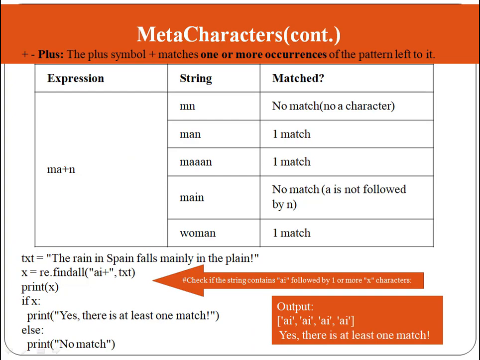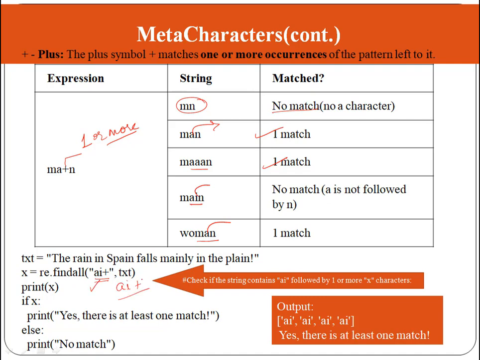Then the plus sign is similar to the asterisk sign, but plus means one or more occurrences, meaning at least one time it should come. Here you can see there is no occurrence of A, so no match has come. One occurrence at least has come, one match. Three times, that means one or more, one match. Here it is not a match because I has come. So this is how you can use A plus in your programming.